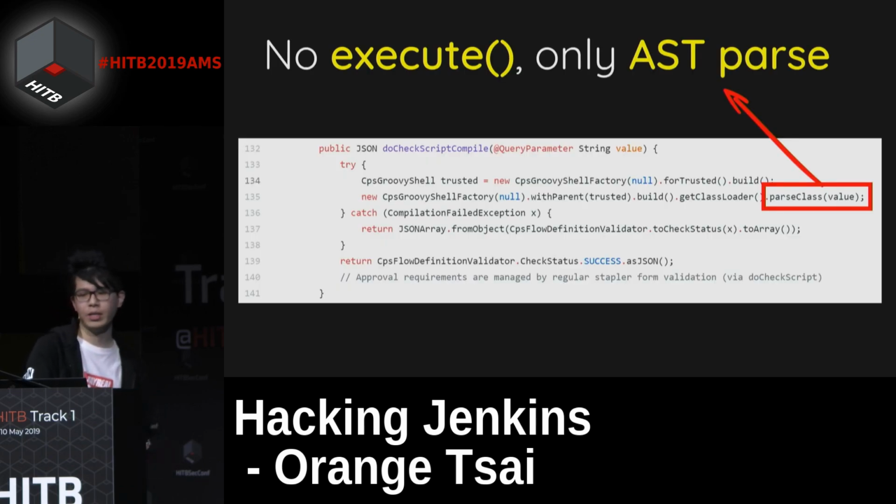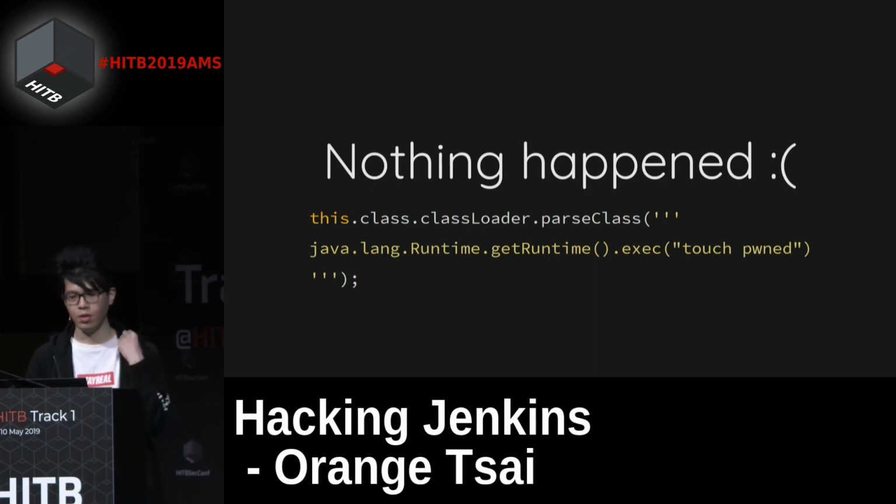The code fragment here shows how Jenkins checks the pipeline. Here, Jenkins validates the pipeline with the method parseClass. It should be noted that this is just AST parsing. Without the execute method, any dangerous invocation will not be executed. So we try to parse the following Groovy script in our local environment, but we get nothing.